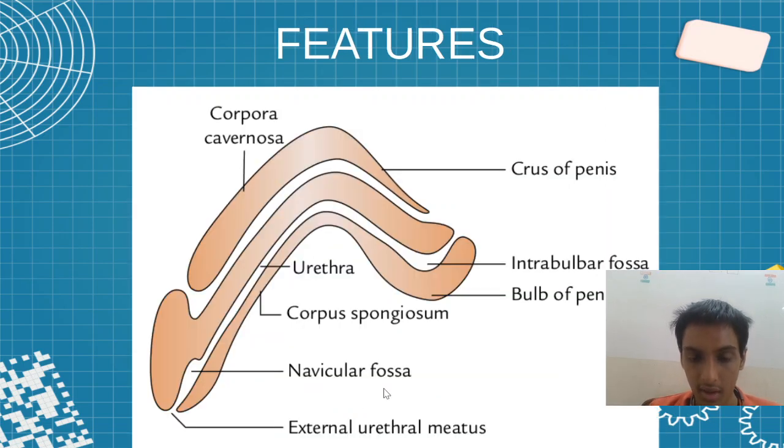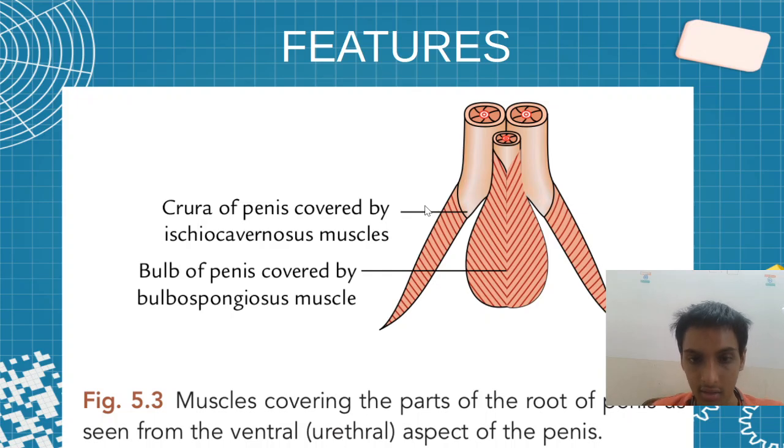Now this is the sagittal section where we have the important navicular fossa, EUM, just like the external auditory meatus in the ear, we have the urethral meatus in the penis. Here the intrabulbar fossa between the bulb of the penis and the spongiosum. I mean the corpus spongiosum, we have the intrabulbar fossa. This is the crus of the penis. And here, let us see some more features.